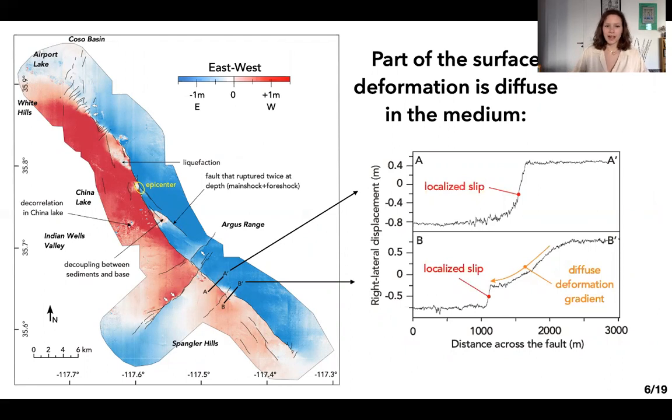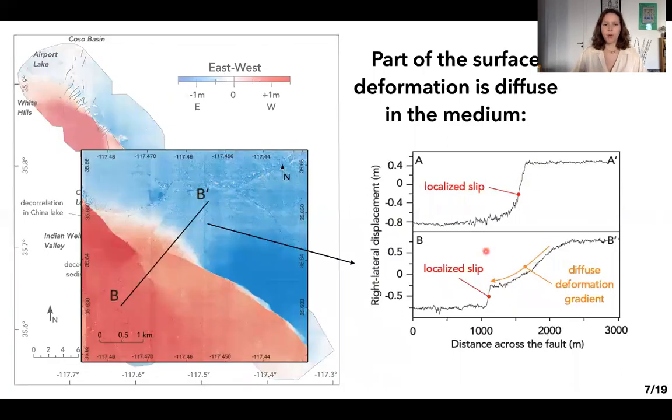So if you compare the AA prime and BB prime profiles in this area of the rupture, you can see in the case of the AA prime profile just one localized slip offset, meaning that you have one fault that accommodates deformation at the surface. However, on profile BB prime, you see that you still have one fault, but you have a large diffuse deformation gradient. When you zoom in on this area, you realize that you still have this small fault here, which accommodates about 50 centimeters of displacement.